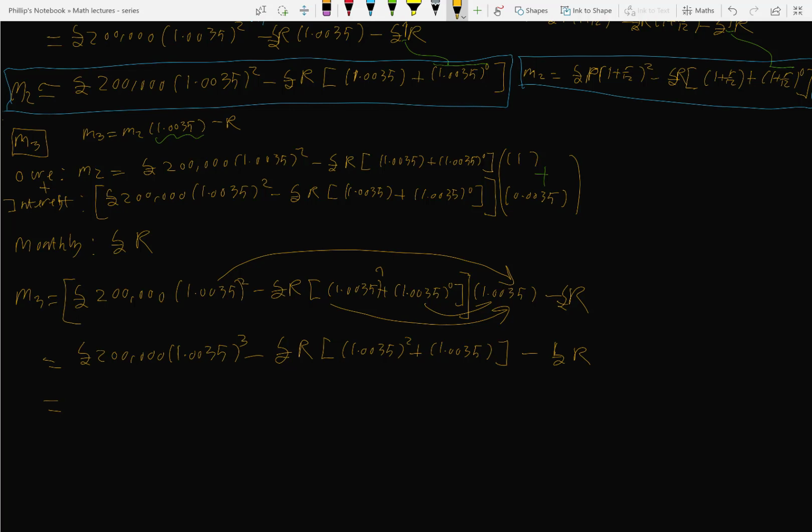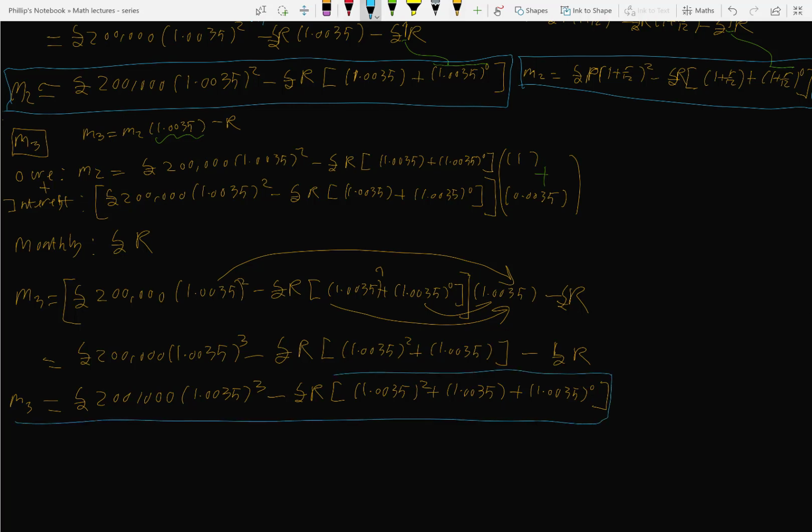So factoring out all the R's and everything else, what we get is M3 is equal to £200,000 times by 1.0035 cubed minus capital R times by 1.0035 squared plus 1.0035 plus 1.0035 to the 0, as so. That's going to be M3.